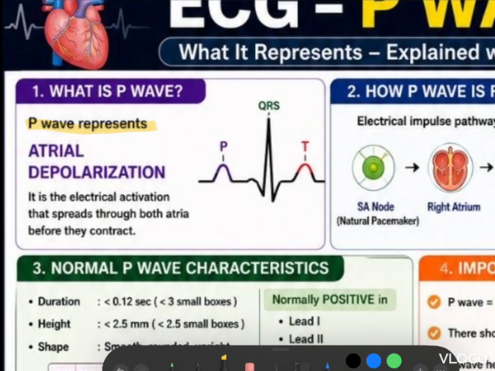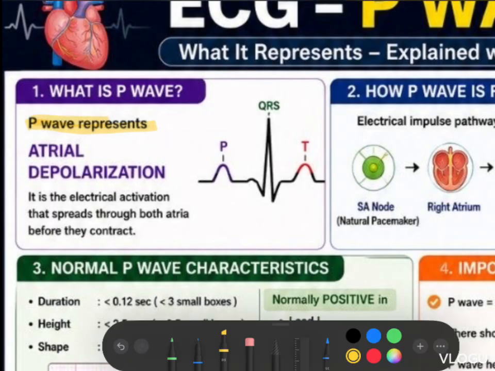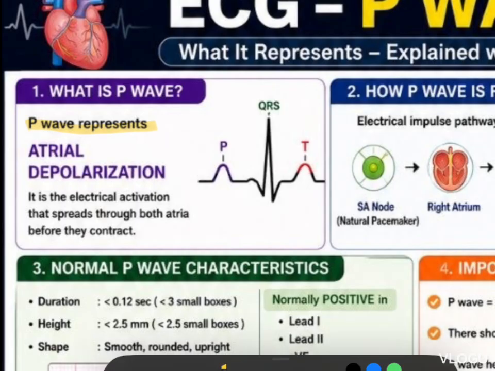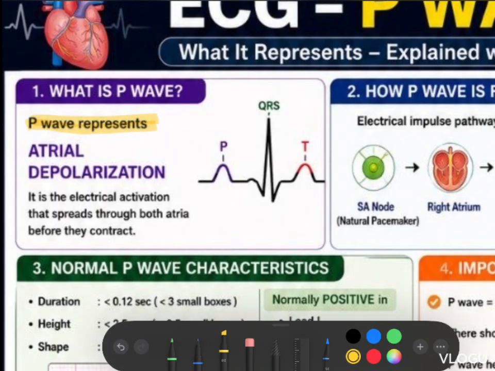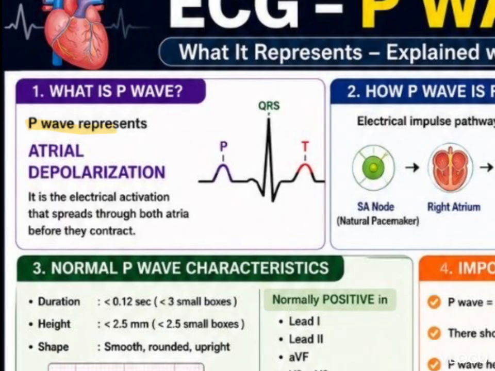In our previous lecture, day 1, we learned what an ECG is and how we have to place the leads. Today we are going to learn one of the most important ECG components, the P wave. Many ECG diagnoses begin with this P wave. If you understand the P wave properly, you will be able to recognize atrial enlargement, arrhythmias, and many cardiac disorders. So without wasting time, let's begin from the absolute basics.